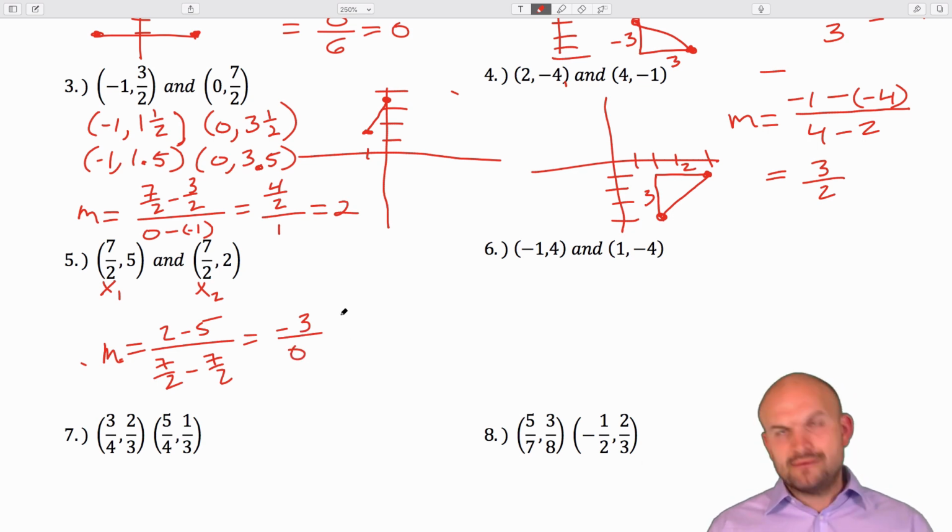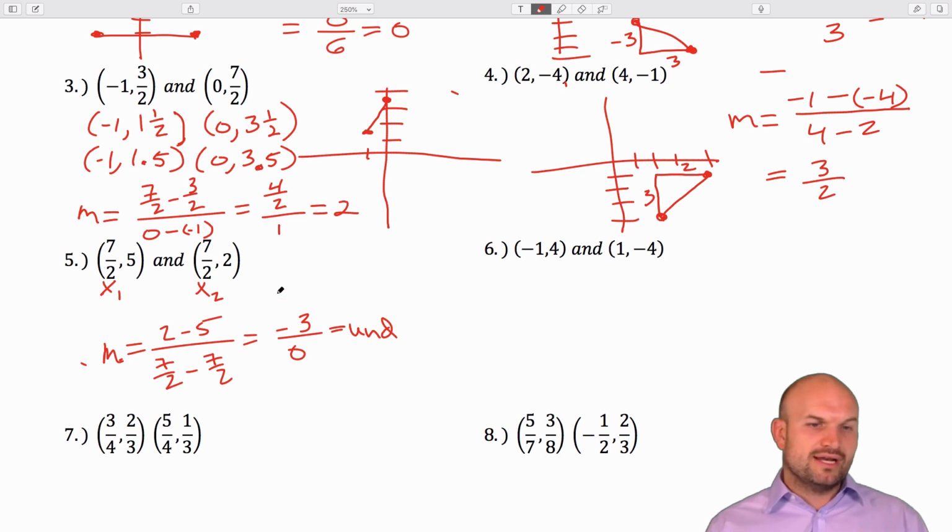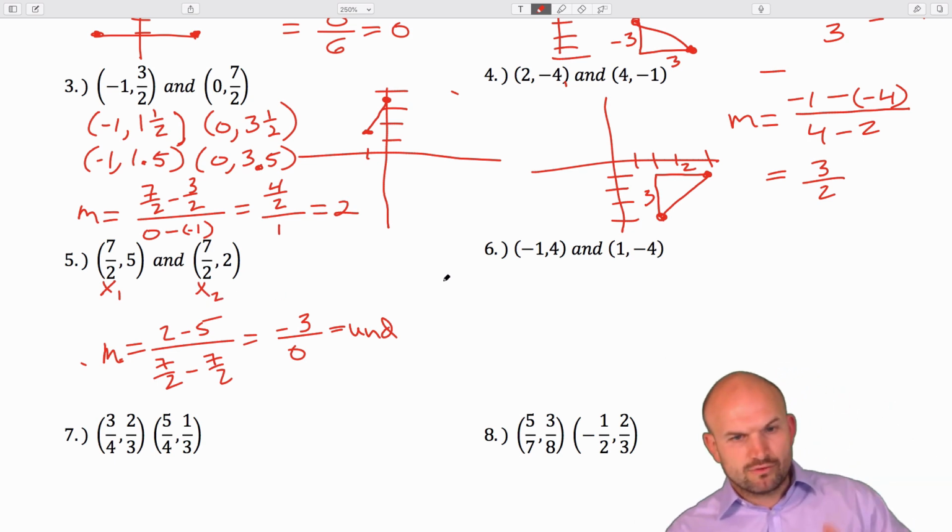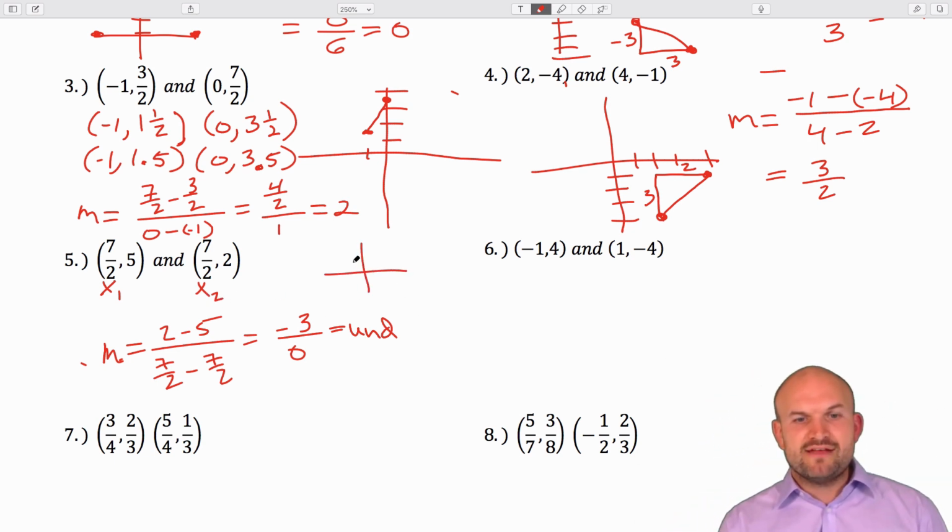And we can't divide by 0. And so therefore, that's not going to give us any slope. So therefore, that is going to be an undefined slope. Now, if you wanted to understand where is this graph, like what does that represent? That's going to represent a vertical line.